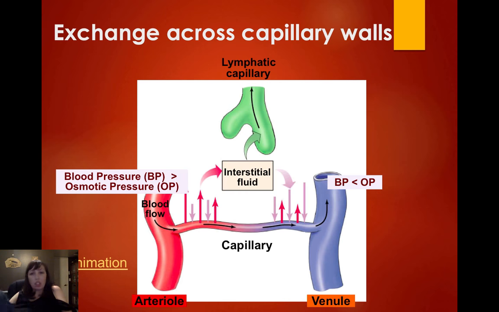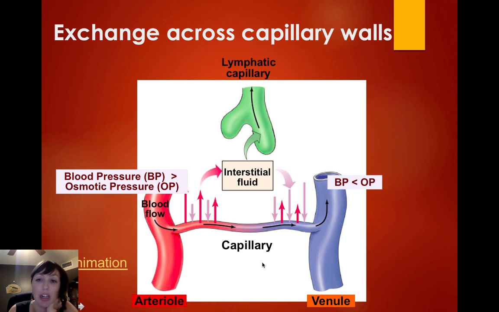So the exchange across capillary walls has to do with blood pressure and osmotic pressure. Okay. So when there's a lymphatic capillary coming down, bringing lymph, and interstitial fluid is all around in between cells and in between capillary beds, you have your arteriole here with oxygenated blood flow, and you have your venule with deoxygenated blood flow. And if the blood pressure is greater than the osmotic pressure, okay, then no.